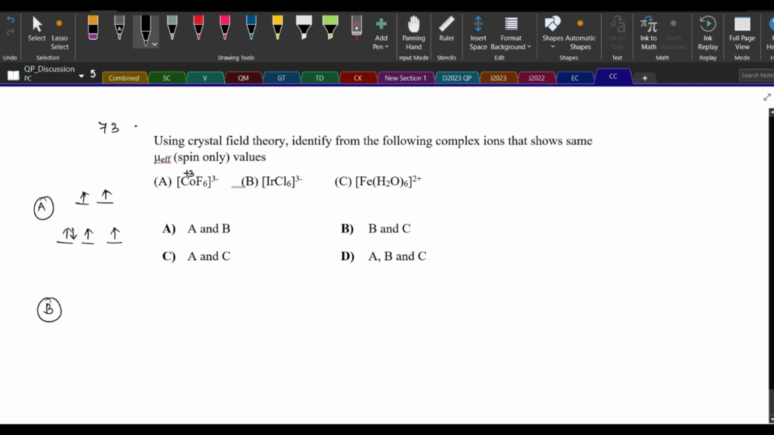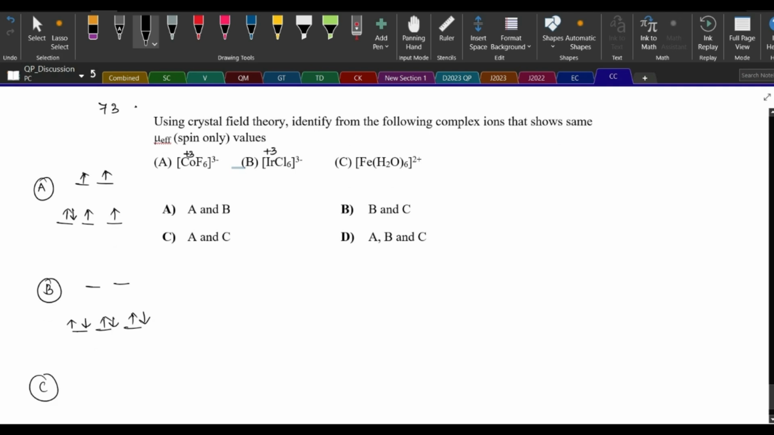With iridium, it's 6 fluoride, but still this iridium belongs to the 5d series. Right? So cobalt, rhodium, iridium, again this is going to be plus 3, d6 system. But since it is iridium, it's going to act as low spin. So it's 1, 2, 3, 4, 5, 6. n is equal to 0. What about the next one? C, Fe2 plus, d6 system, water is a weak ligand. It's going to be just like this, t2g4, eg2. So the correct answer is option A and C.